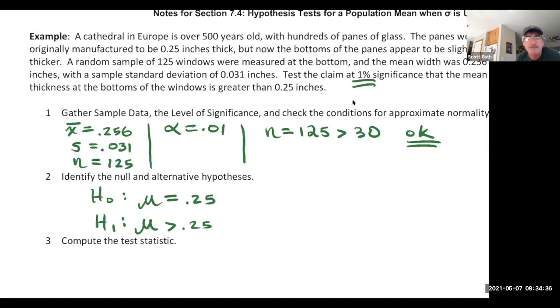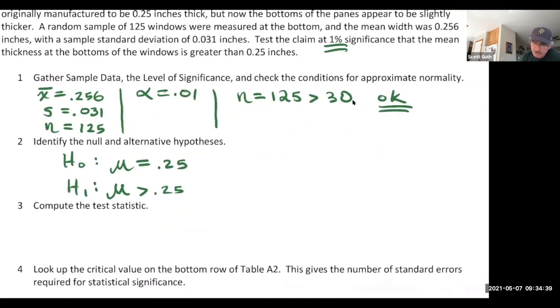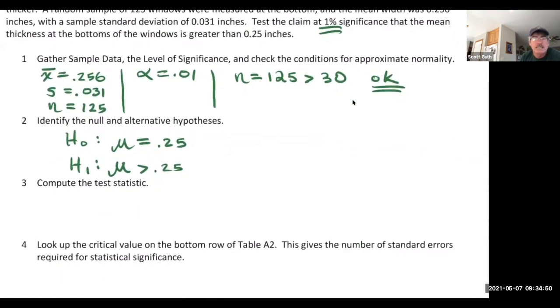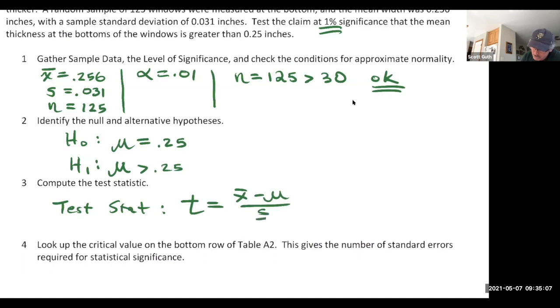Is there any question about that? Just got to read it carefully. It's going to be there somewhere in the problem. The word is the mean. So mean is mu. Then the test statistic, because we're using a sample standard deviation, this is a t-test. So t is x bar minus mu over the standard error, which is s divided by the square root of n. So x bar is 0.256 minus mu, which we're assuming is 0.25.